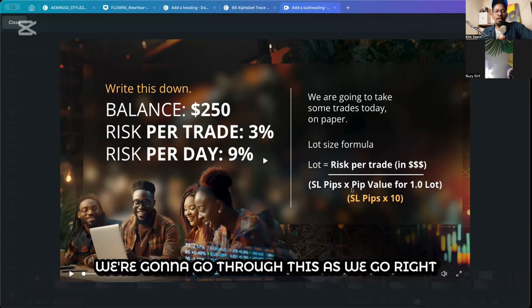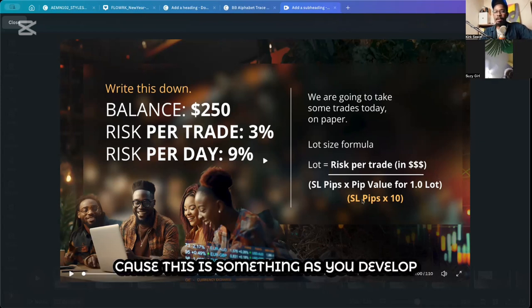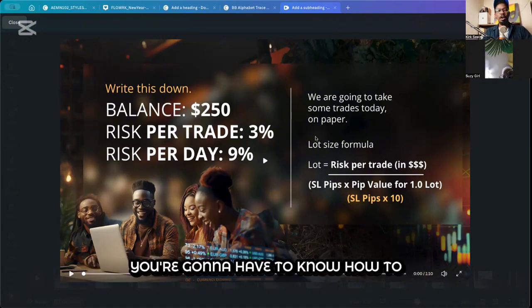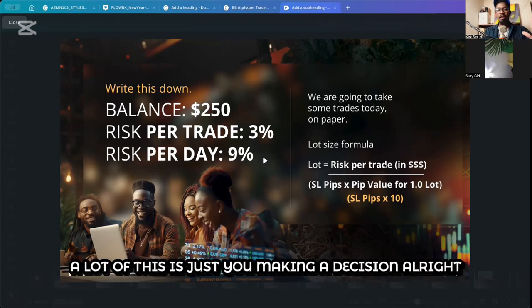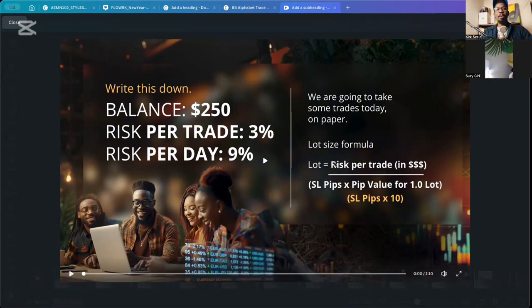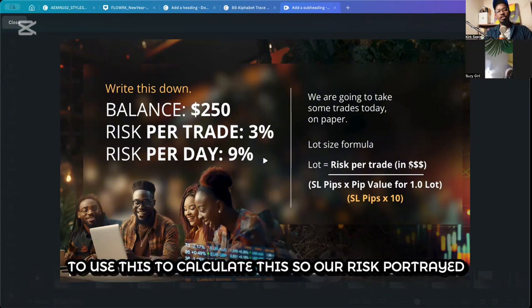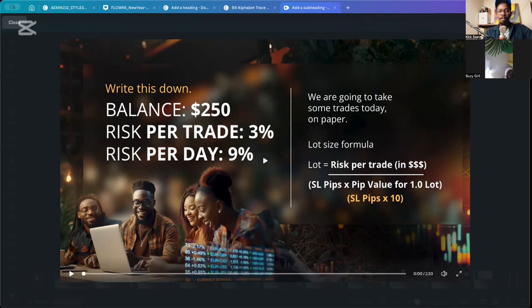We're going to go through this as we go, right? Because this is something, as you develop, you're going to have to know how to calculate your lot size. All right, but I understand this is also new. So we're going to take this in baby steps. A lot of this is just you making a decision. All right, there's not a lot of math involved, but I at least want you to try to use this to calculate this.